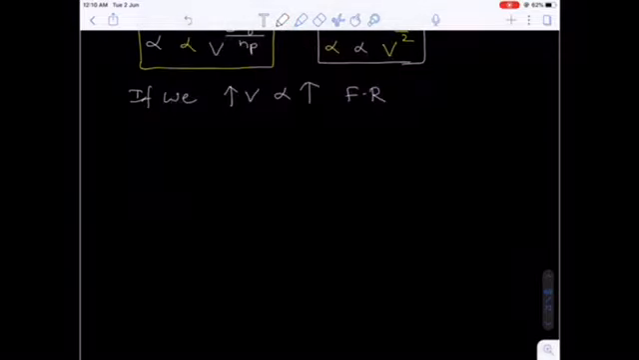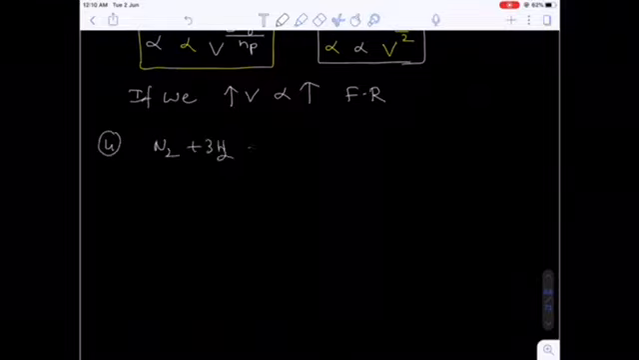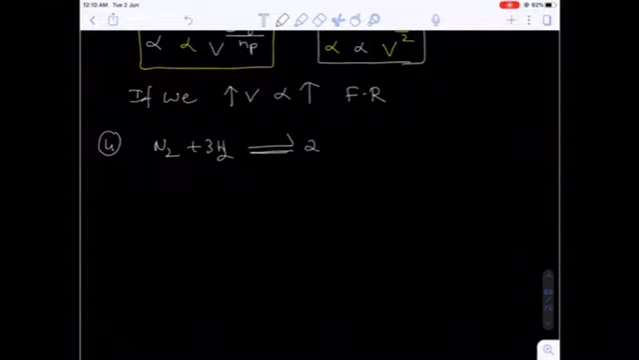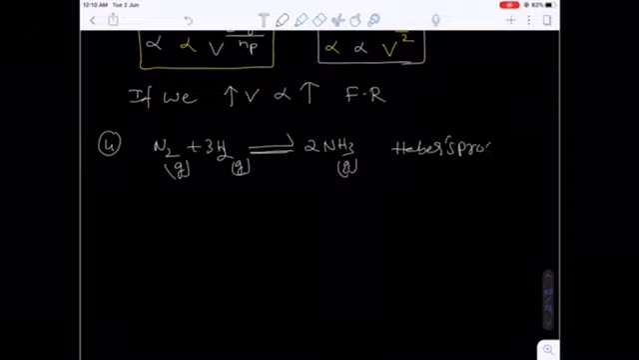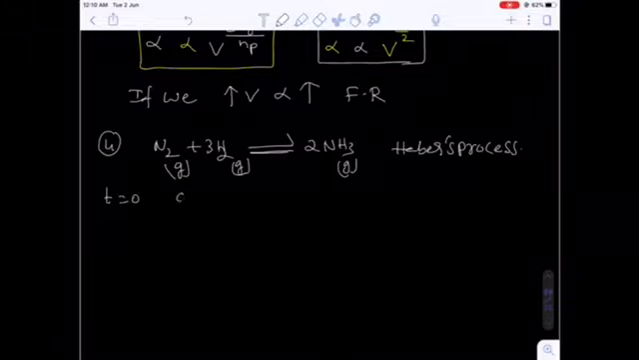Now come to the next equilibrium, that is the fourth one. You have nitrogen combined with hydrogen to give ammonia. This is a very important process for the manufacturing of ammonia. This is called the Haber process. We will discuss it in the applications of Le-Chatelier principle.